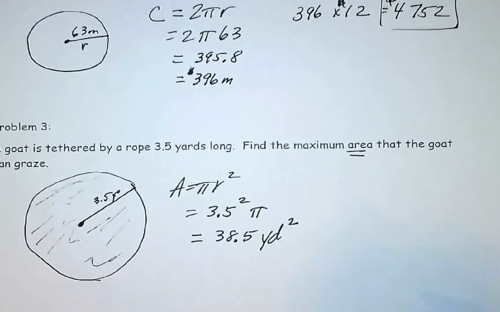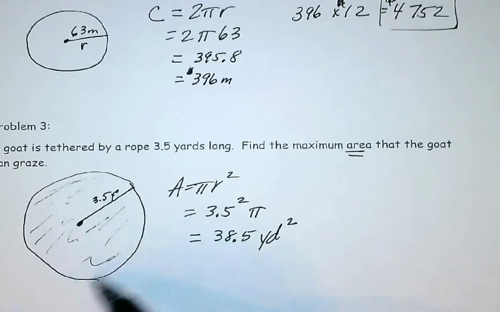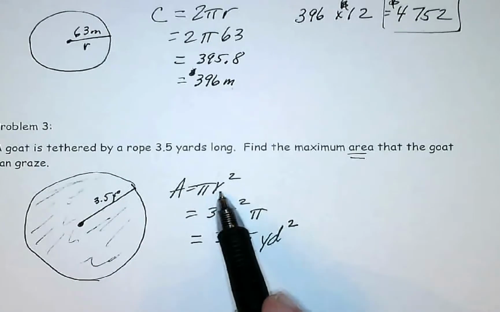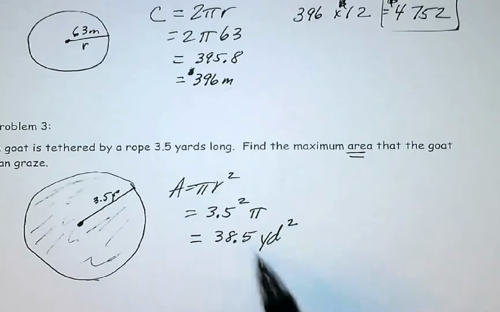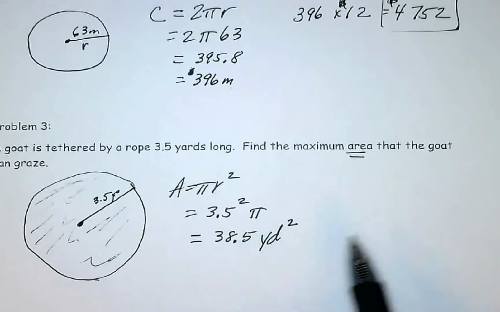So there's a couple examples of when you need to use area, when you need to use circumference. It's good to draw a picture. Okay, put the information on the picture, write out the formula you're going to use, plug into the formula, and then do the calculation. So if you have any questions, let me know.